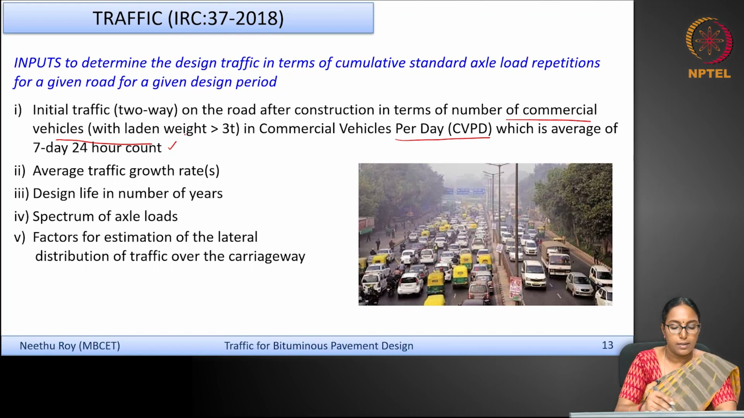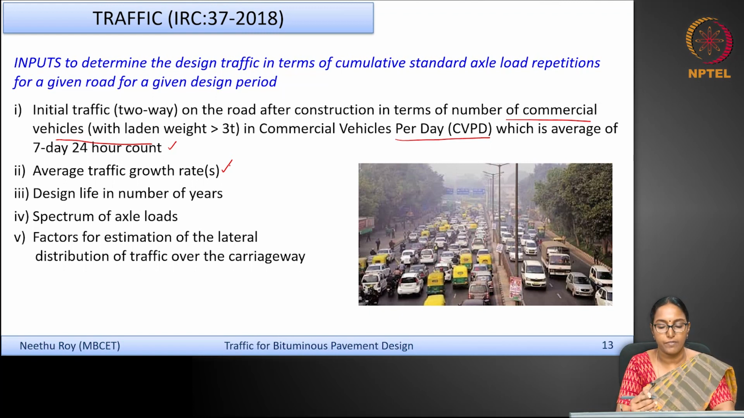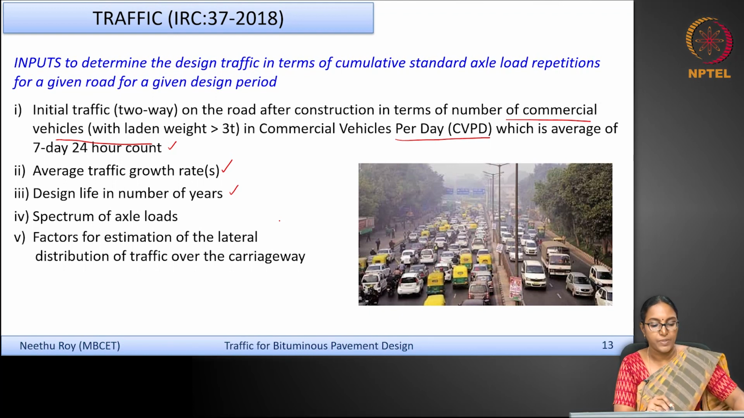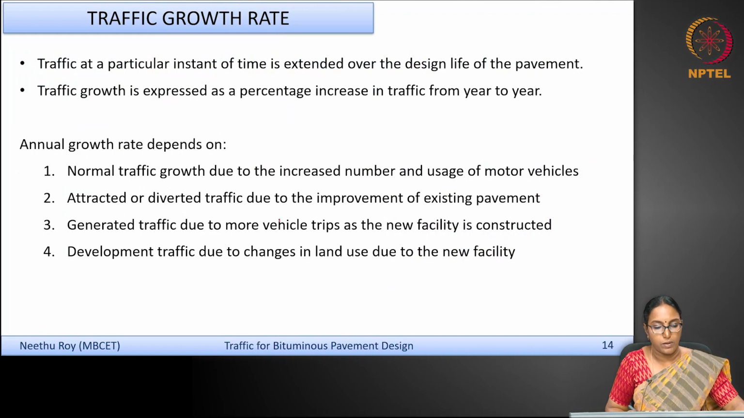Then you need the average traffic growth rates, either the growth rate for the entire vehicle classes or different growth rates for the different vehicle groups, and then the design life in number of years and the spectrum of axle loads. As I said, you need the axle load information, and also other factors for the estimation of lateral distribution of traffic over the carriageway. So these are the input data that are required. We will discuss each one of them one by one.